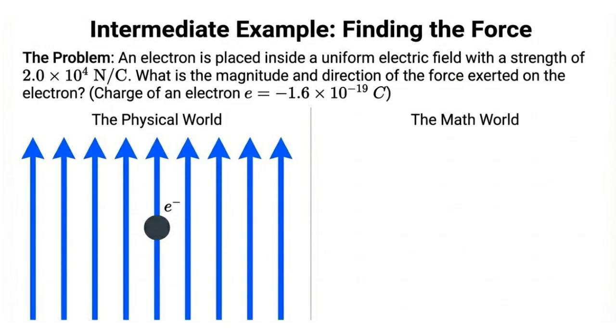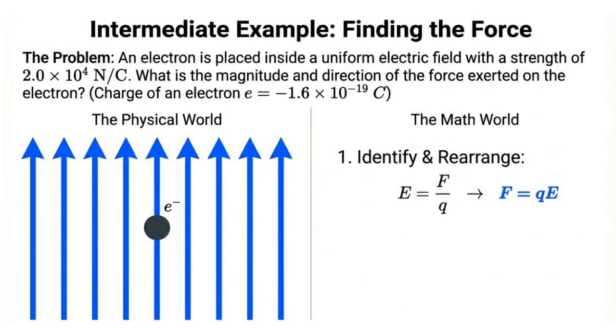Let's look at an example involving an electron placed in a uniform electric field. The field strength is given as 2.0 times 10 to the 4 newtons per coulomb, and we want to find both the magnitude and direction of the force acting on the electron. We know the charge of an electron is negative 1.6 times 10 to the negative 19 coulombs. In the physical world diagram, the electric field vectors are pointing upward. Since the electron has a negative charge, the force it experiences will be opposite to the direction of the field. So, the force on the electron will be downward.